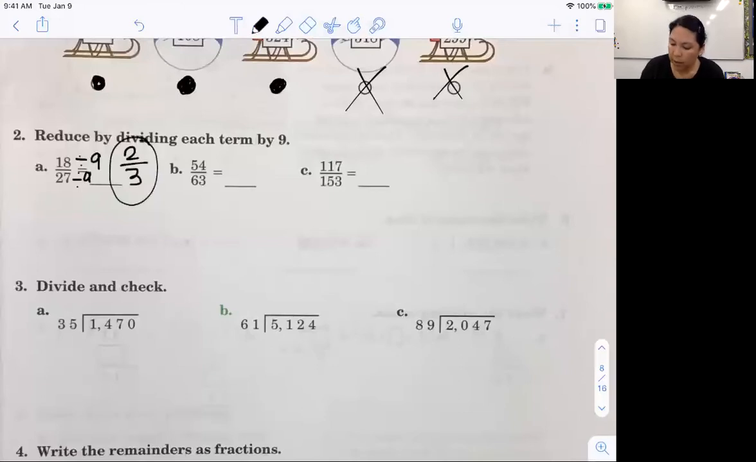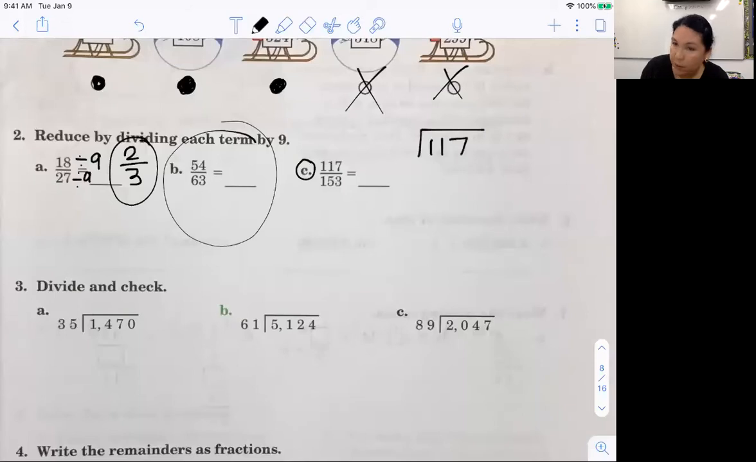Now, I want you to try this one by yourself. Divide each one by 9. We're going to do C together. So, and we have to divide by 9. Now, I don't know 9 into 117 by heart, so I'm going to have to do long division for that. So I'm putting my 117 in my division house, and I'm dividing by 9.